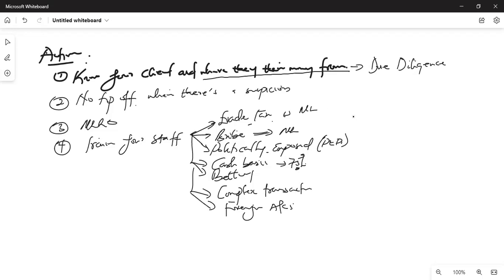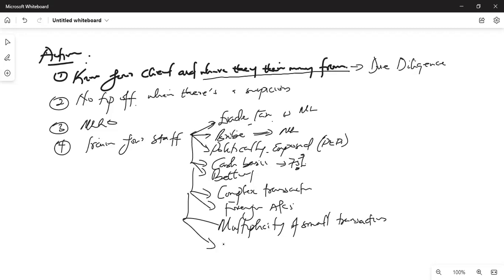Another thing, let me add, is also when there is a multiplicity of small transactions. I'm giving you all these things so that when you are given a question, a case study, you should be able to spot all these things. If you spot these things in your case study, then it means that there is likely to be money laundering.